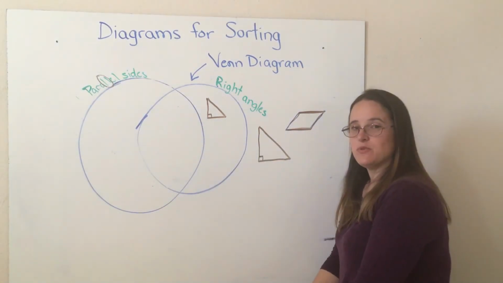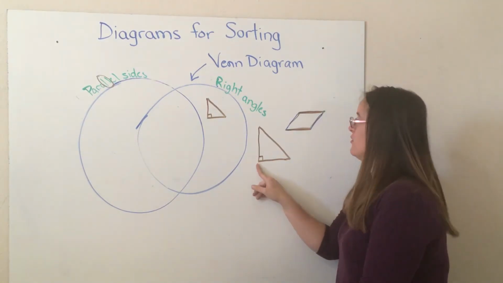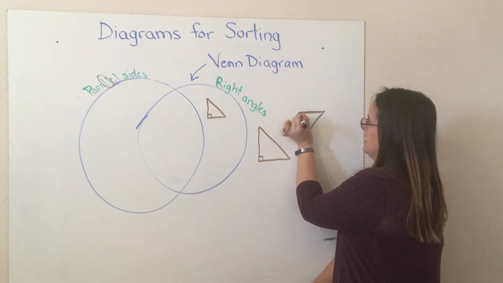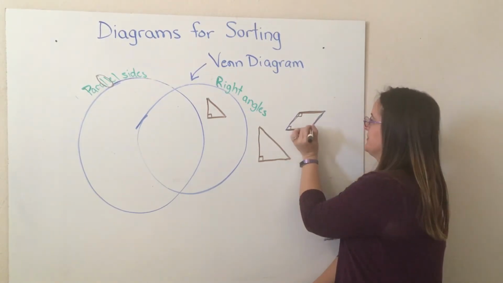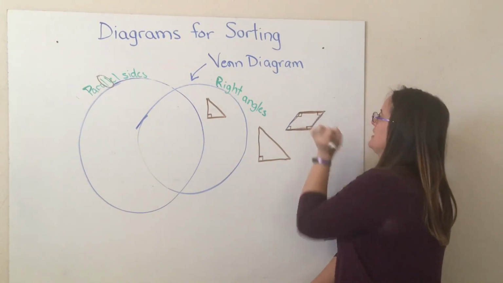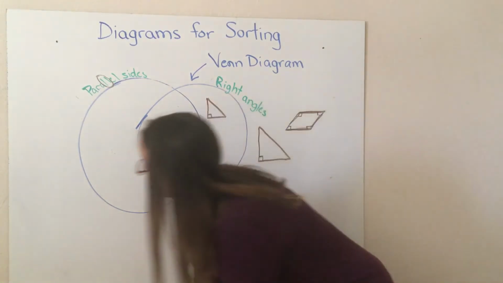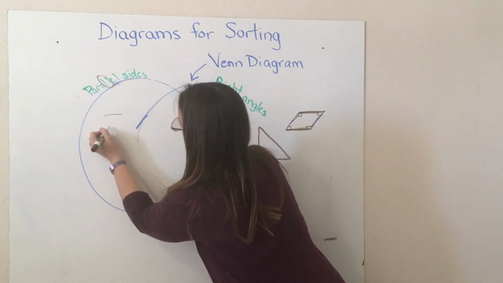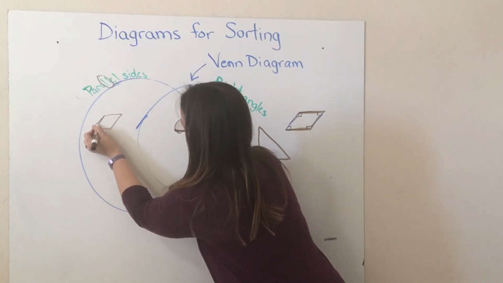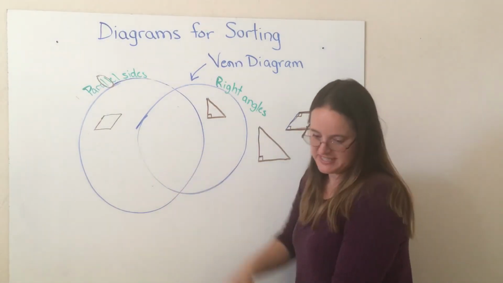Does this shape have any right angles? Remember, we'd have to be able to make that square in the corner. Is this a square? No. Is this a square? No. Is this a square? No. Is this a square? No. We don't have any right angles in our parallelogram. So we're going to have to put that just on this side. I feel like I messed that up a little. More like that. Just on that side of the board, not in the centerpiece.